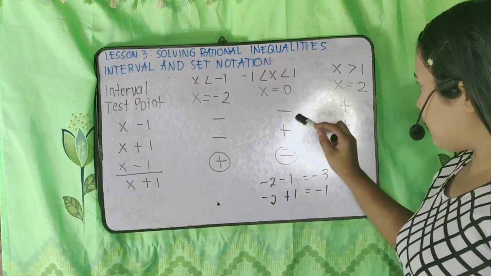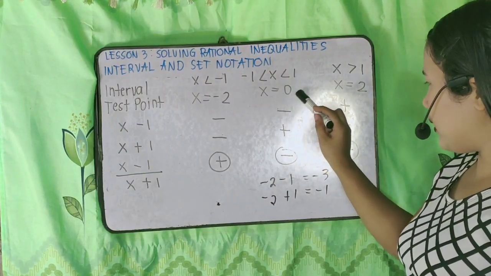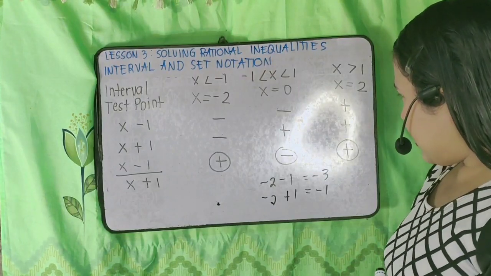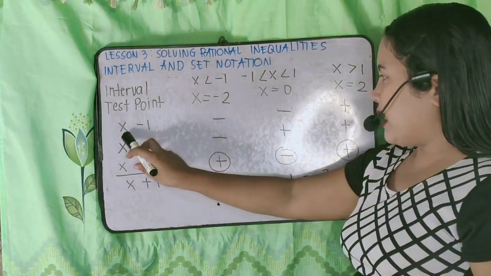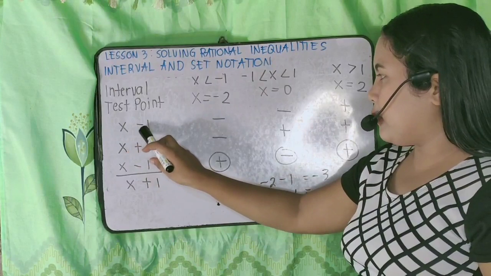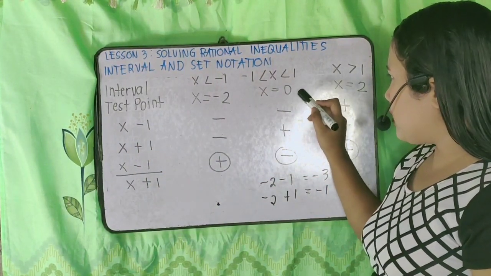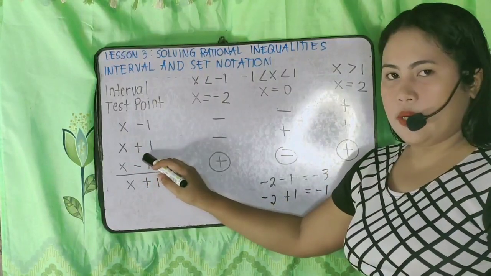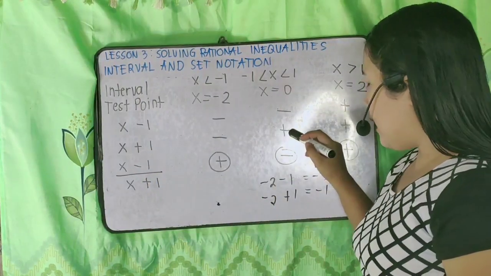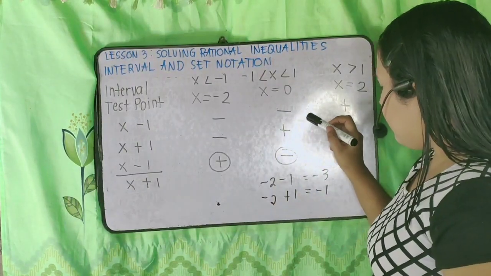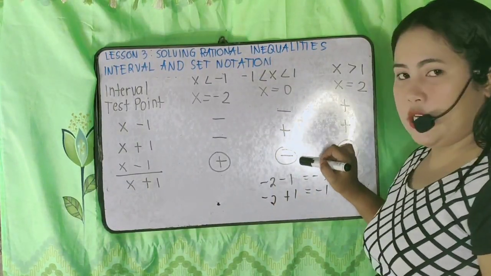Okay? So, yung ito po sa second one, so x equals 0. So, evaluate naman natin siya, which is, the value for x is 0. So, yung x, palitan natin siya ng 0. So, 0 minus 1. So, the answer is negative 1. So, kokopyahin lang natin, negative sign. Okay? Then, so, next is 0 plus 1. So, of course, positive 1. So, copy, positive sign. And then, solve the sign. Negative times positive, the answer is negative.